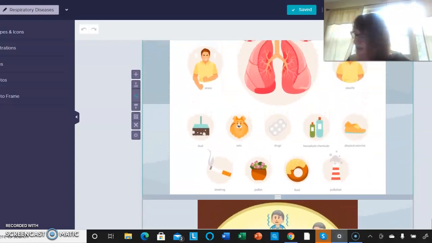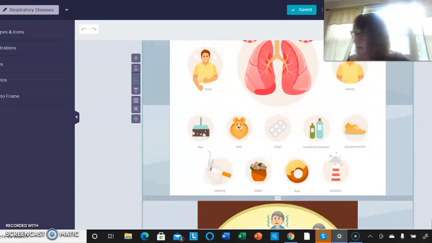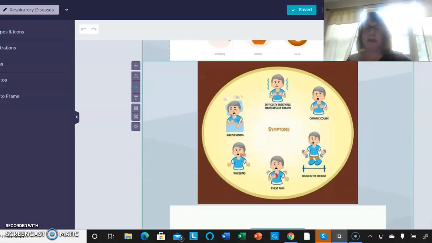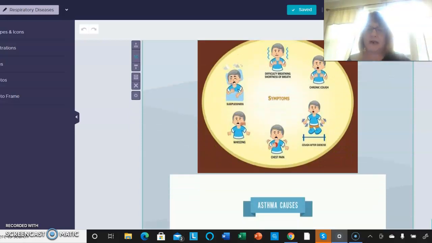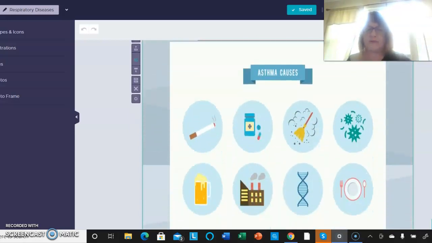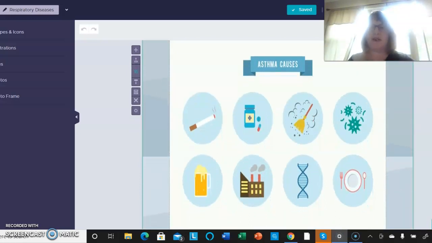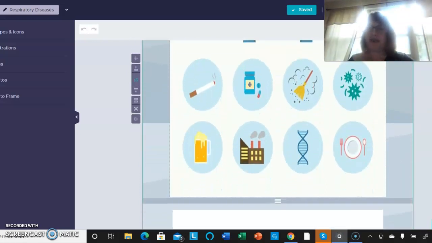Asthma can be intermittent or can be extended periods or chronic. Some clinical signs and symptoms of asthma are difficulty breathing, shortness of breath, sleeplessness, wheezing, chest pain, cough after exercise, and chronic cough. Here are some additional causes of asthma or triggers: cigarette smoking, medications. Certain medications can trigger certain children with asthma. Fumes, smoke, pollution.